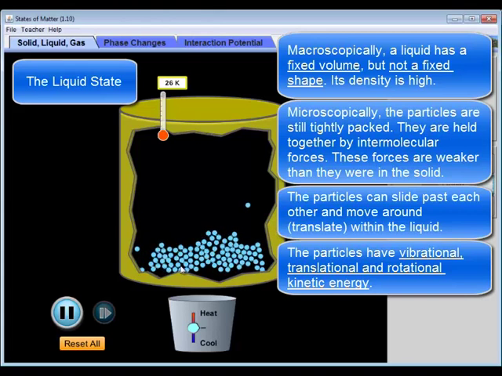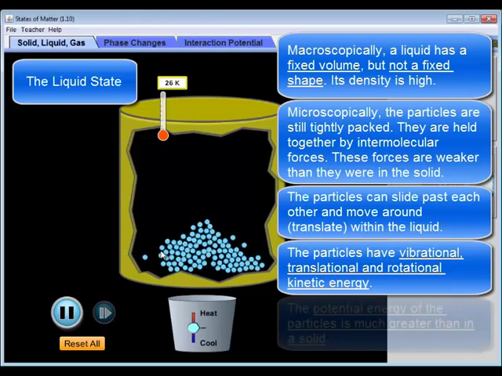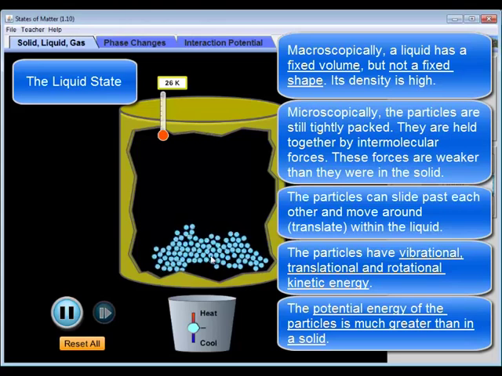And in this state, in the liquid state, the particles have much more potential energy. And so by breaking those strong bonds that we had in the solid state, we give the particles much more potential energy.